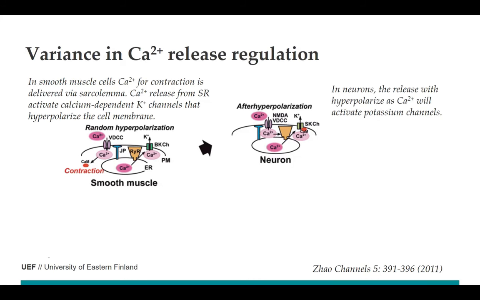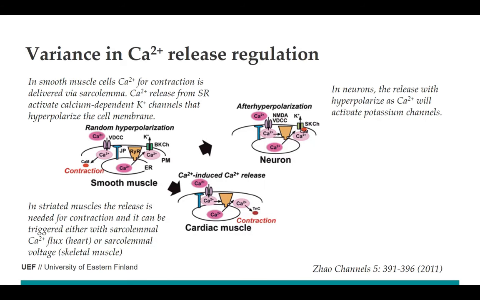And quite similarly, we have this in the neurons, because over there we can have an extracellular source for calcium entry, but then it affects the release of calcium from the endoplasmic reticulum and activates the potassium channels.